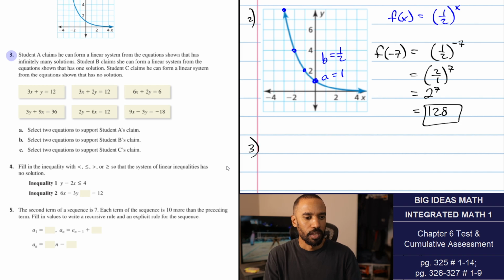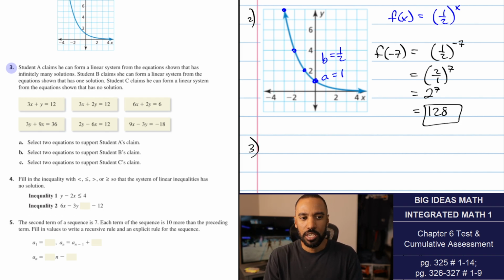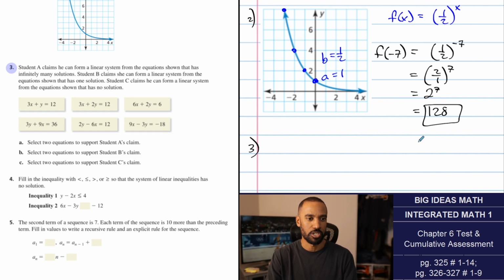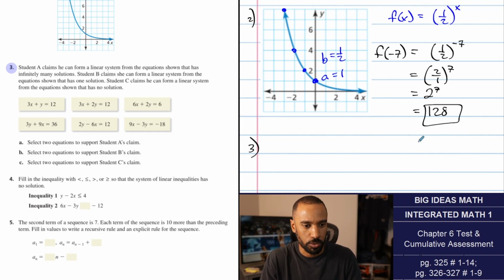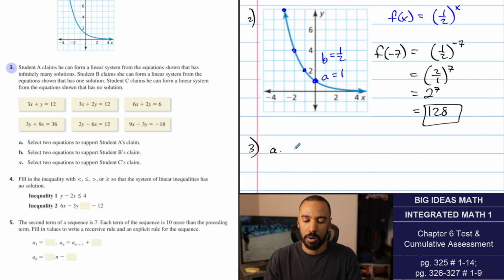Number 3. Student A claims he can form a linear system, chapter 5, linear system from the equations shown that has infinitely many solutions. Student B claims she can form a linear system from the equations shown that has 1 solution. Student C claims he can form a linear system from the equations that has no solution. Select 2 equations to support student A's claim for part A, student B for part B, and C for part C.